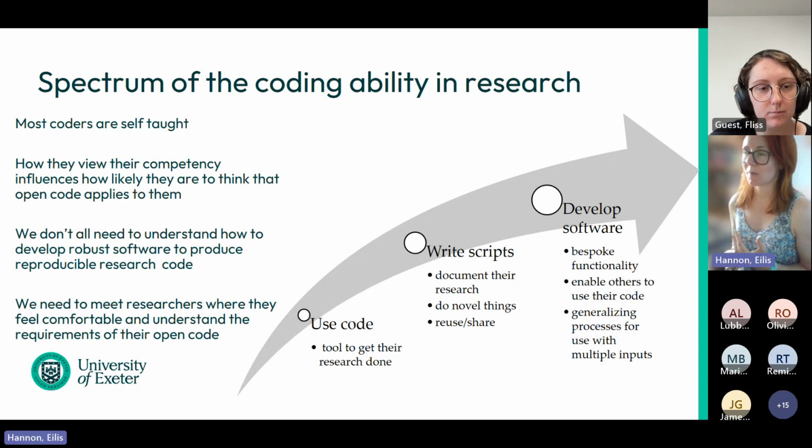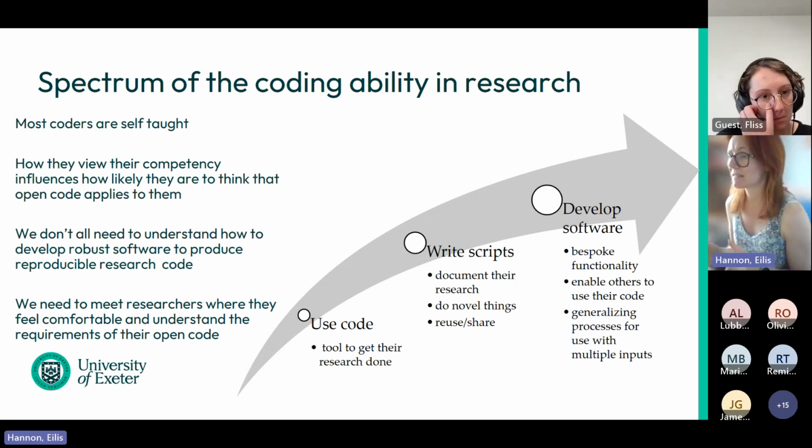It's also, when we talk about open code, we sometimes throw around terms like professional software development. And given that most research coders are in fact self-taught, they do not see themselves as software developers. And therefore they might start to think that a lot of what we're talking about doesn't apply to them.